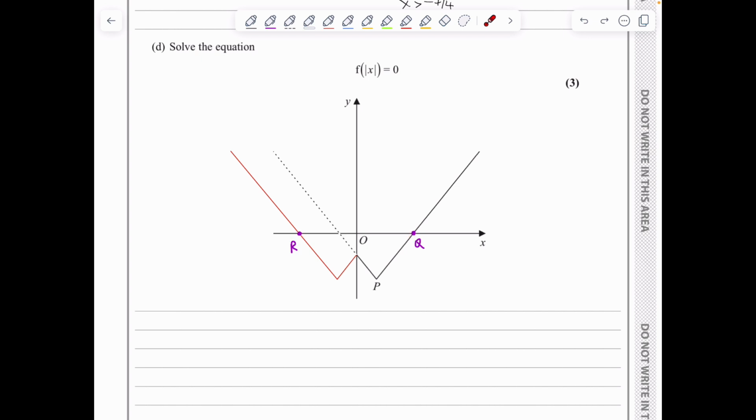And we have already established that this line here has equation y is 3x minus 16. So we can easily see that at Q, we've got that y is equal to 0. And therefore, we've got 3x minus 16 is 0. And therefore, 3x is 16. Which gives me that x is 16 over 3. And then by symmetry, looking at the graph, this is symmetric about the y-axis. We can easily conclude that at R, we've got that x is equal to minus 16 over 3. So we've got a total of two solutions, the 16 over 3 and the negative 16 over 3.